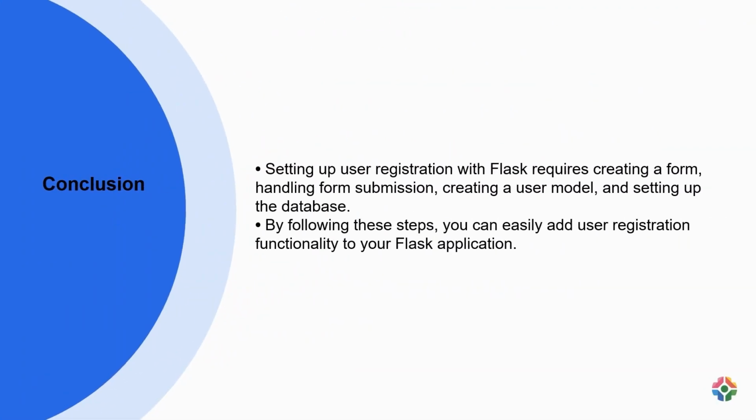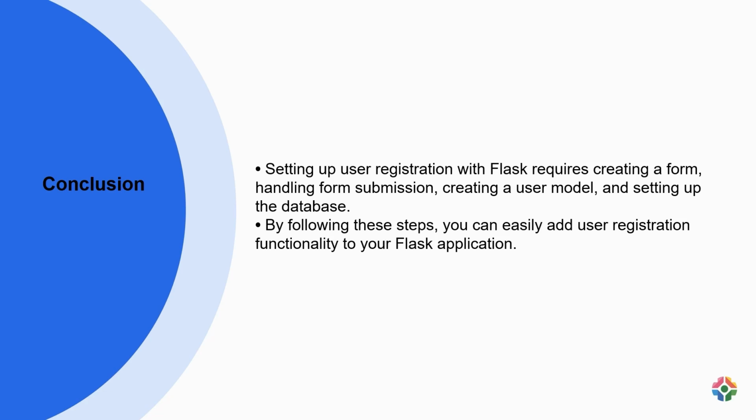To set up user registration in Flask, start by creating a form that collects user information. Next, handle the form submission by processing the data. Then, define a user model that stores user details like name, email, and password. Lastly, configure the database to store user information securely.